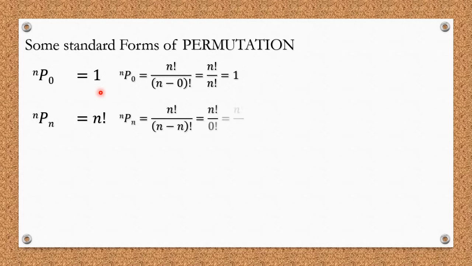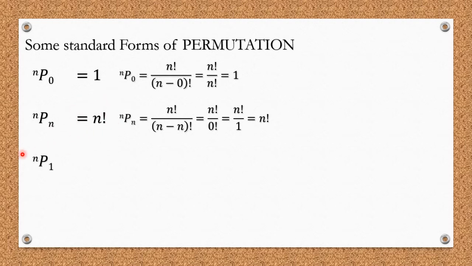nPn is n factorial upon (n minus n) factorial. n minus n is 0 in the division. So n factorial upon 0 factorial, which is 1. So n factorial upon 1, which is just n factorial. So whenever nPn is there, the top value and bottom value are similar, just find its factorial and you will be done. You don't need to do anything extra.